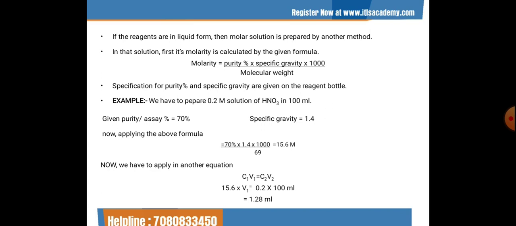Weight equals molecular weight into moles into given quantity upon 1000. And for a liquid solute, we have to first calculate its molarity by putting the values of purity percent and specific gravity, and then use the formula C1V1 equals C2V2 to calculate the further quantity of reagent required to make a working solution.